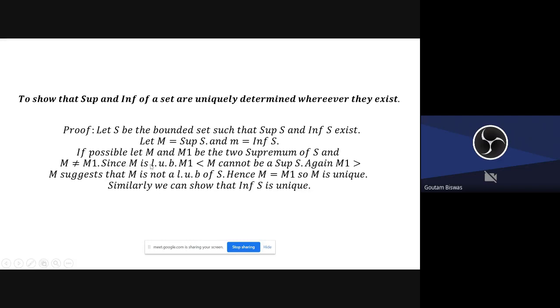So sup is nothing but the least upper bound. Suppose we are dealing with this M. So M is the least upper bound, so M1 will be less than M. But then this cannot be sup. Again, M1 greater than M suggests that M is not a LUB of S. Hence, M must be equal to M1. So these two are unique. So a sup cannot be different for a set. Okay. So this is also a very easy theorem.